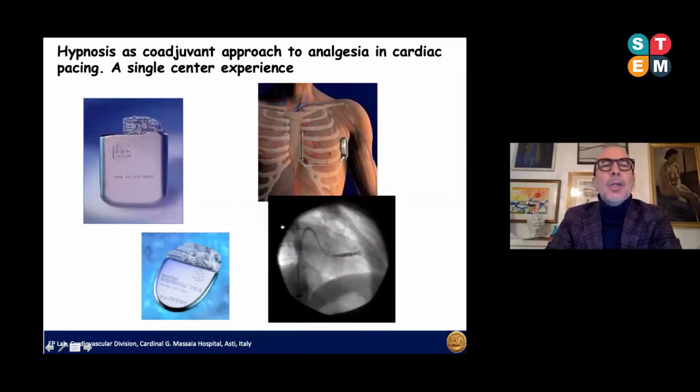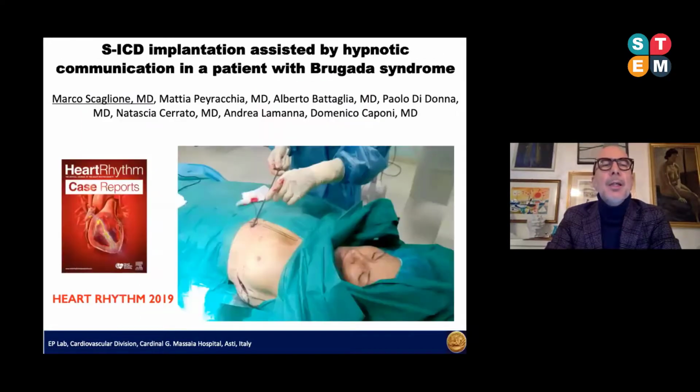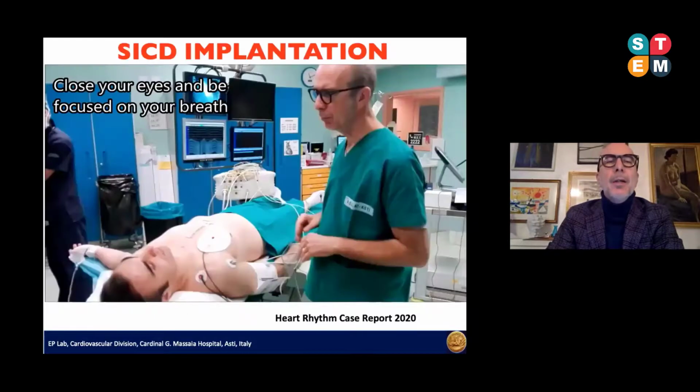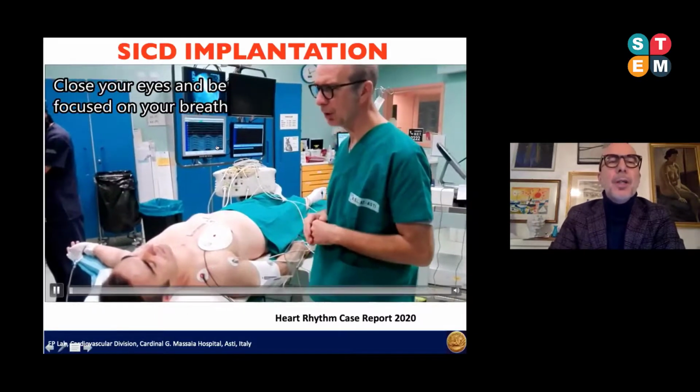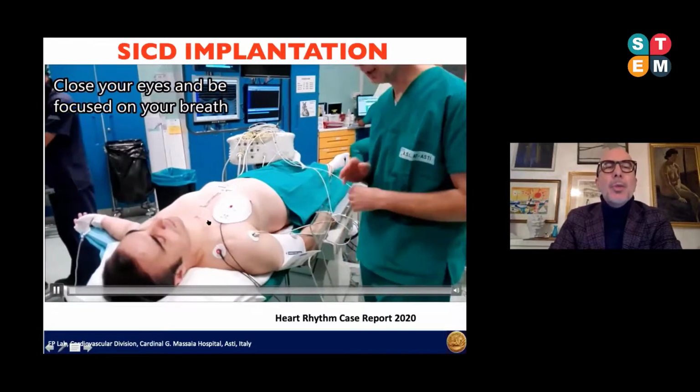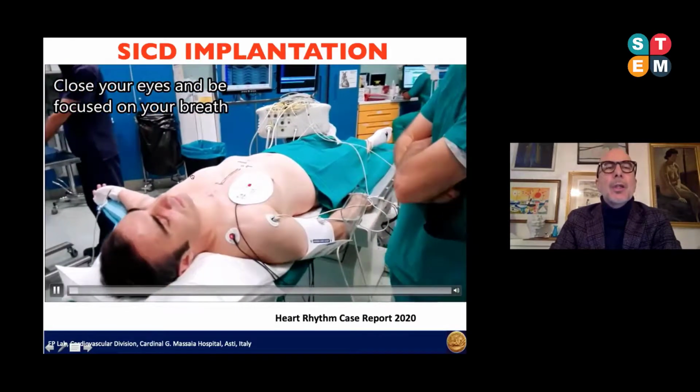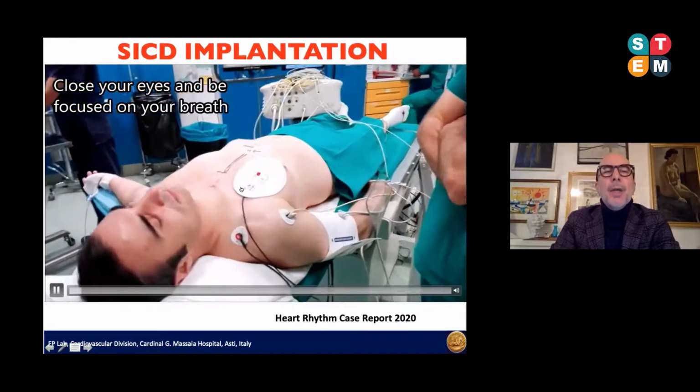And also in other settings, maybe the traditional pacemaker, also the SICD, as you may see here. We published the first case in the world of an SICD implanted using hypnotic communication in a patient with Brugada syndrome in the Heart Rhythm Case Reports at the end of last year. And this is the patient. You see, again, I'm asking the patient to close the eyes and focus on his breath.